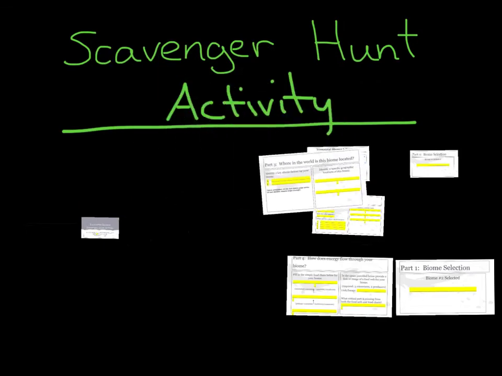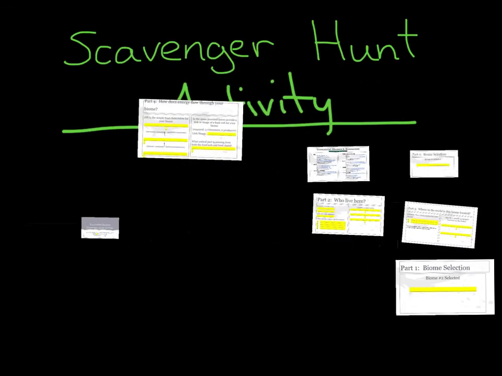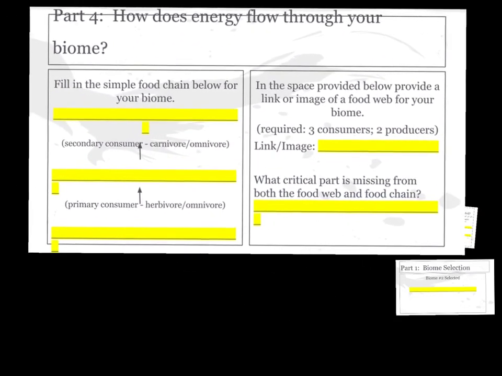All right. Next slide will look like this, which says part four. So how does energy flow through your biome? So here you'll create or fill in a simple food chain below. So we'll start at the bottom, where you will find a producer in your biome. Then the next one up will be a primary consumer, so a herbivore or omnivore. And then the next one will be a secondary consumer, so a carnivore, something that'll eat this animal here.